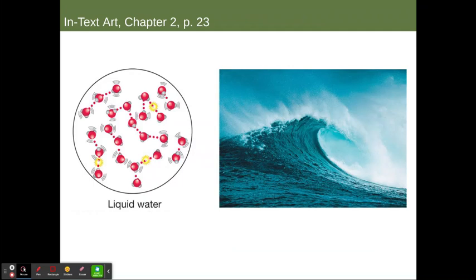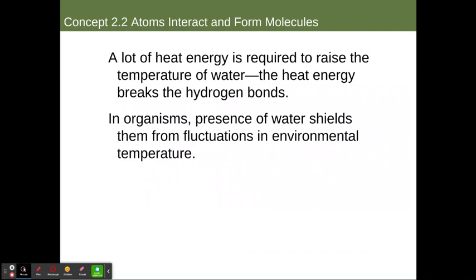So at the bottom of page 23 in your text, you can see liquid water. You can see all of the interactions that are occurring. And again, this is just a fraction of a drop of water in an entire ocean, showing all those interactions. So, as I was saying, a lot of heat energy is required to raise the temperature of water, and the heat energy will break those hydrogen bonds, allowing it to become water vapor. Think of it when you boil water on your stove: as that water boils off, that steam that's created, that's because those hydrogen bonds are being broken.